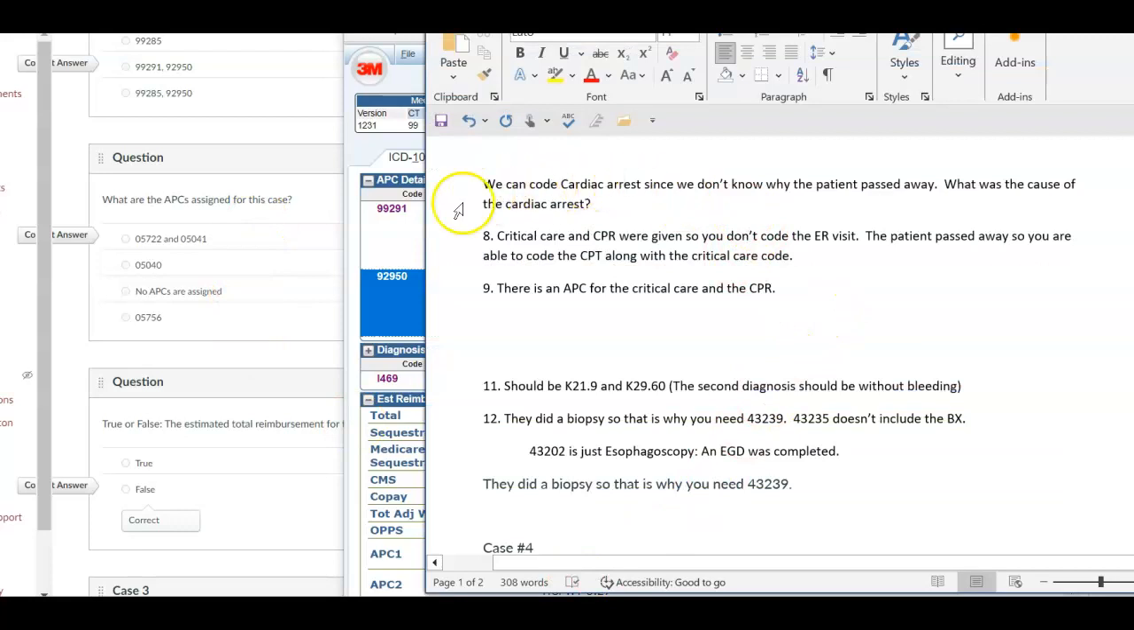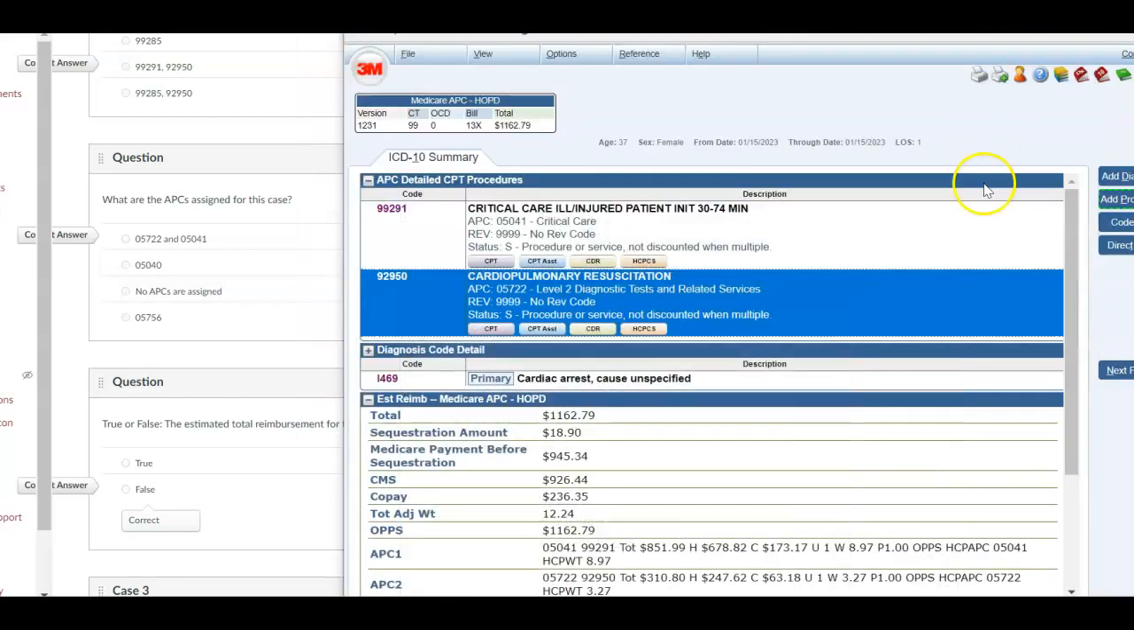So with this, can we code cardiac arrest since we don't know why the patient passed away? What was the cause of the cardiac arrest? One thing to remember is critical care and CPR were given, so we don't code the ER visit. The patient passed away, so you're able to code the CPT along with the critical care code. And there is an APC for critical care and the CPR. So let's see where that takes us.